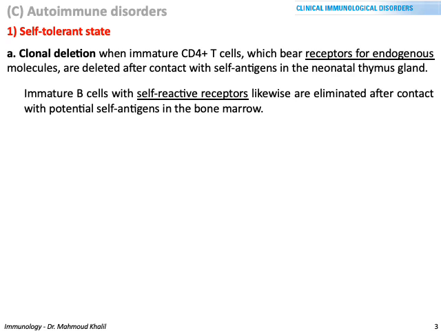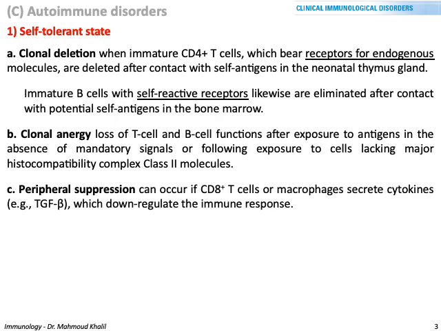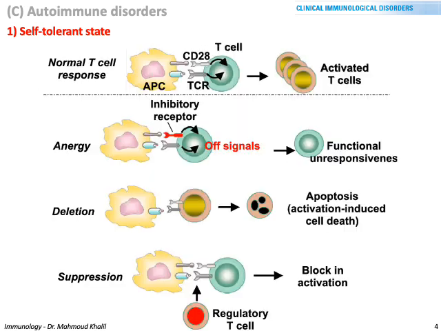the self-receptors. While clonal anergy is the loss of T cell and B cell functions after exposure to antigen in the absence of a mandatory signal, or following exposure to cells lacking major histocompatibility complex class II molecules. Peripheral suppression can occur if CD8 T cells or macrophages secrete cytokines like TGF-beta, which downregulate the immune system.